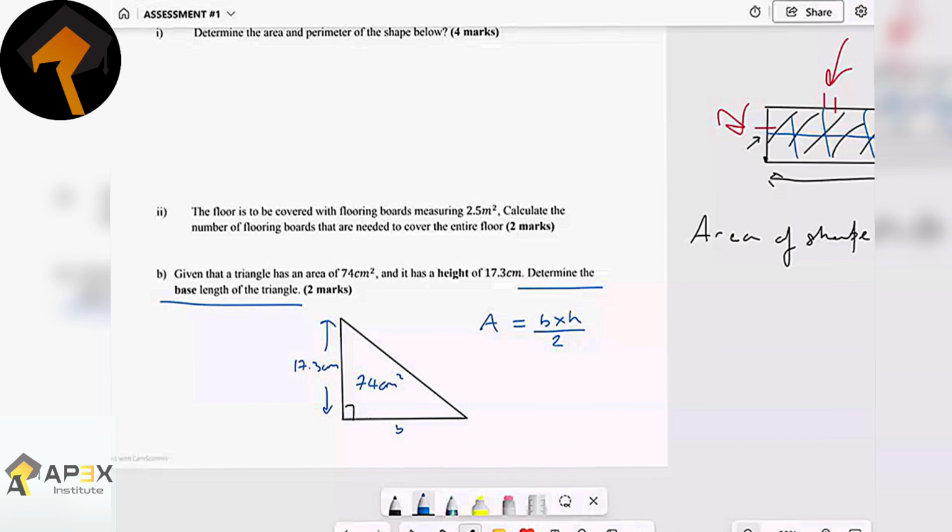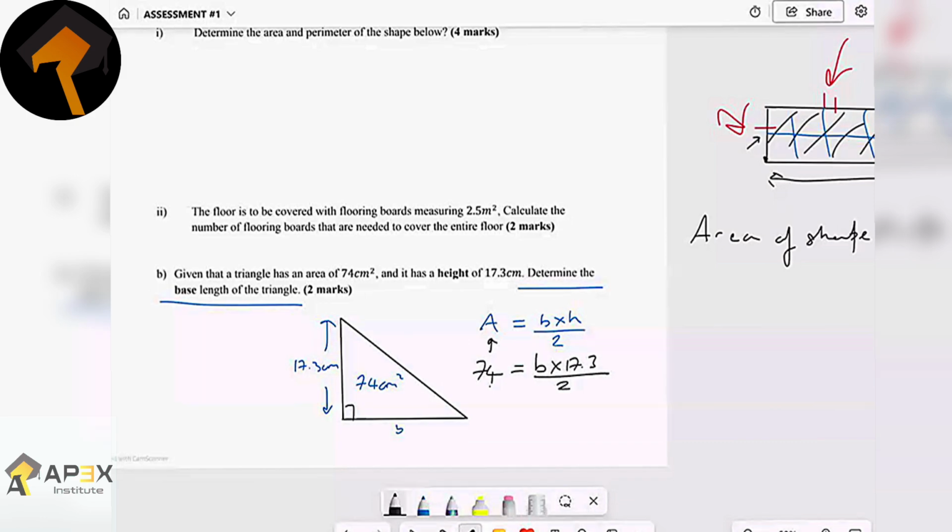Okay, so area is equal to base times height divided by 2. We are told that the area is 74, so you're going to place the 74 underneath the letter A. This is what a lot of students lack. They don't know how to reverse the formula. So 74 will be placed under the letter A because that's what we're told. The base is unknown, but the height is 17.3, and we're going to divide that by 2. So 17.3 divided by 2.